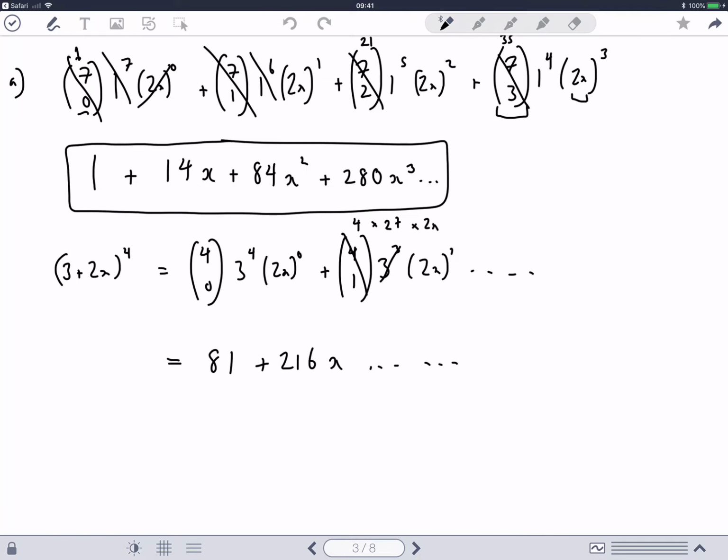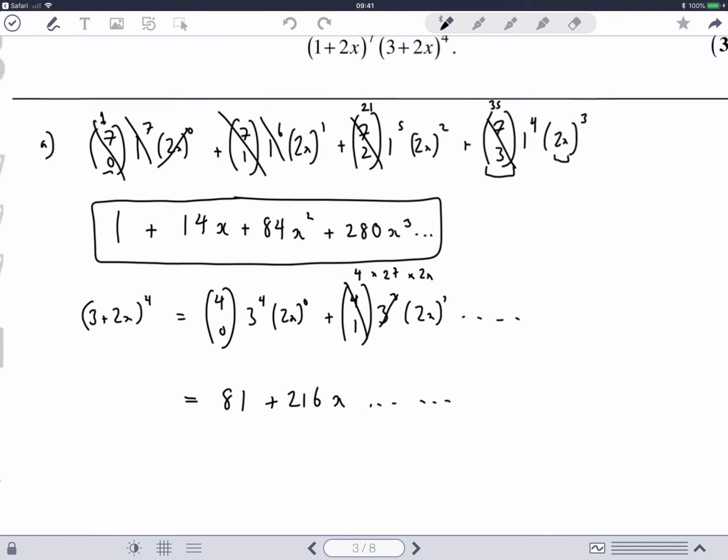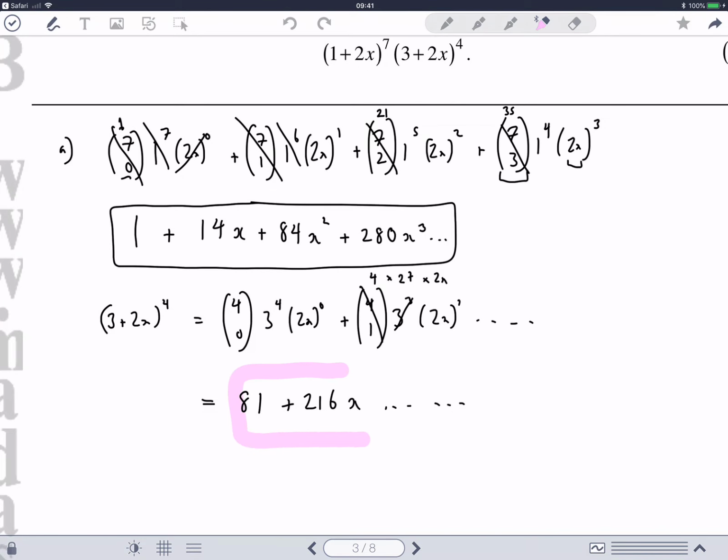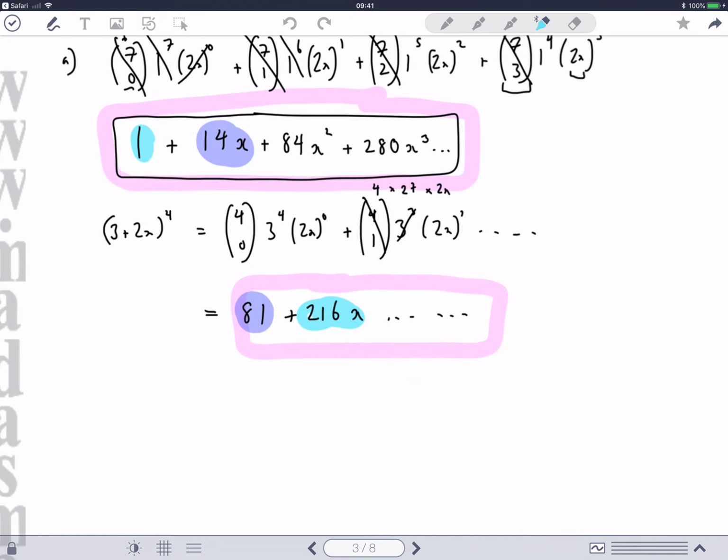Right, now if I want the coefficient of x, and I'm multiplying essentially this expansion with this expansion, then the only way I'm going to get an x term is if I multiply the number term by the x term here, and I multiply the x term here by the number term here. So if this is my part B, the coefficient of x will be 81 times by 14 plus 216 times 1, which is just 216, and that's the coefficient of x.